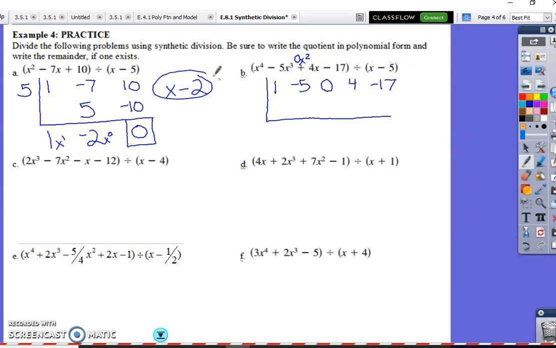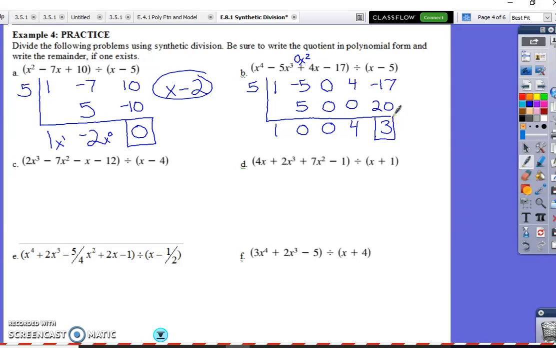We're still dividing by x minus 5, so I put a 5 out front. Follow the pattern. Add going down, so 1 plus nothing is 1. 1 times 5 is 5. That goes up and to the side. Add going down, that's 0. 0 times 5 is 0. This is where it gets fun. 0 plus 0 is 0. 0 times 5 is still 0. 4 plus 0 is 4. 4 times 5 is 20. And 20 plus -17 is 3.